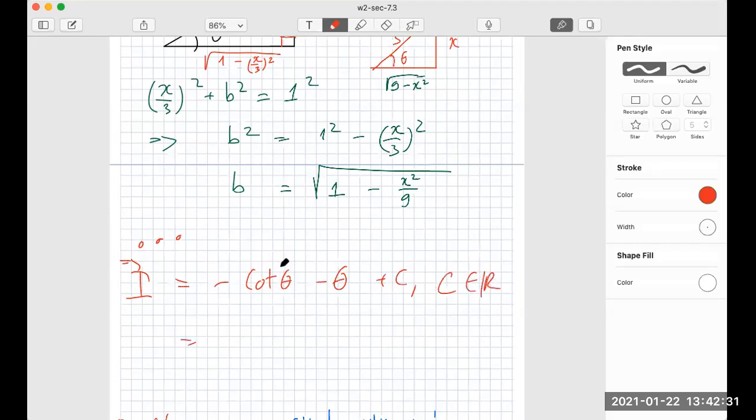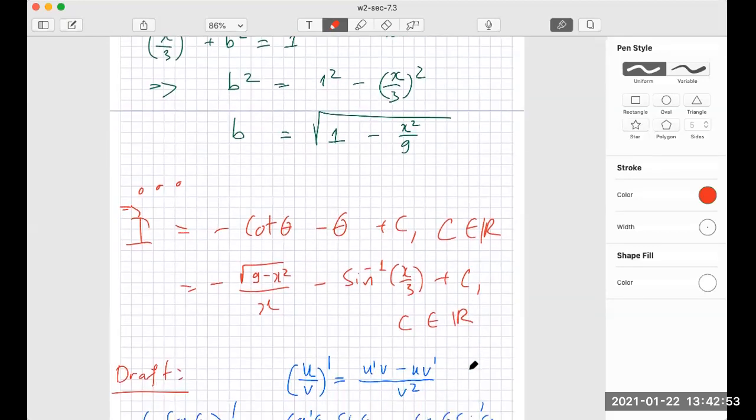Right, from this, we know that it is negative square root of 9 minus x squared divided by x, minus sine inverse of x over 3, plus c, right? Where c is a constant, or it is in R. Very good. That's it.